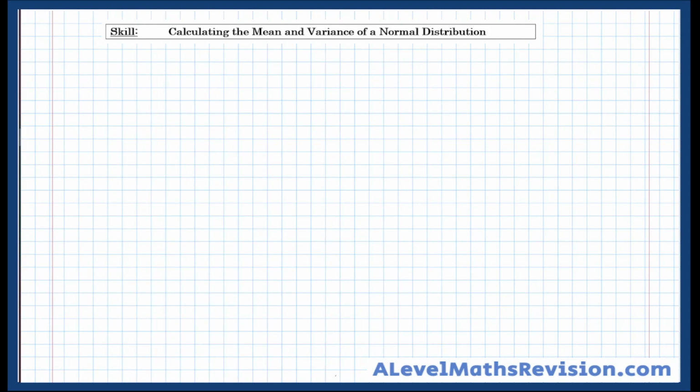In this lesson, we're going to have a look at calculating the mean and variance of a normal distribution. Before we go on to that, what we need to introduce to be able to access this topic is the concept of what's called a Z value in the normal distribution. So that's what we're going to have a look at now, what Z values are.